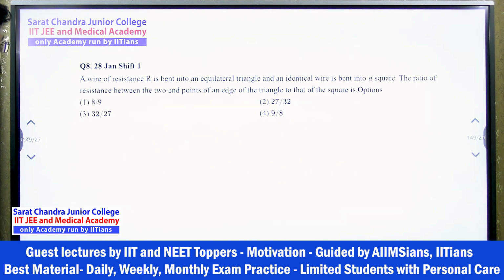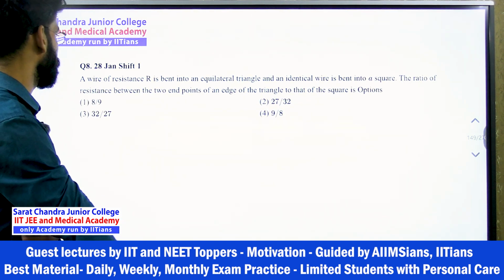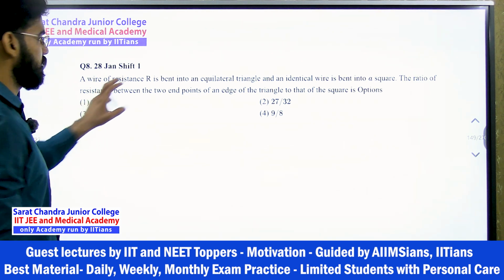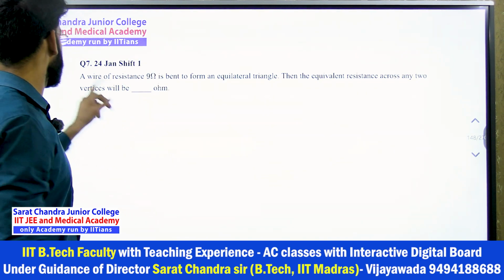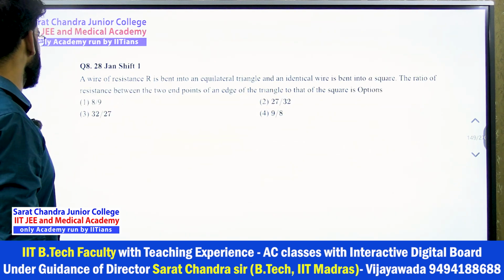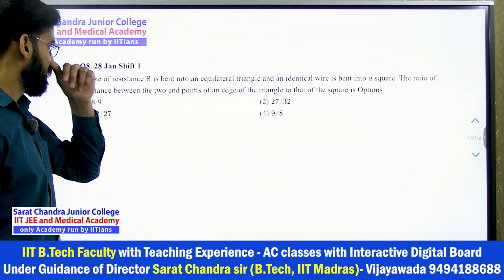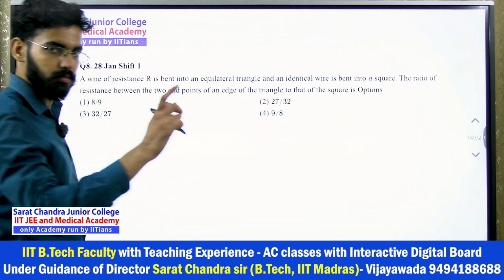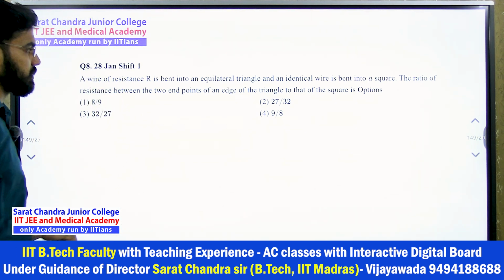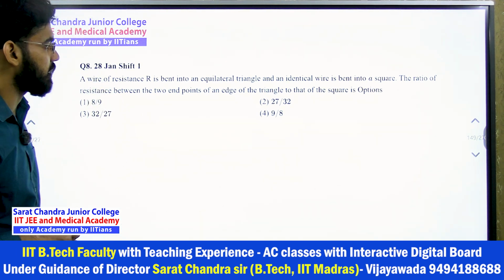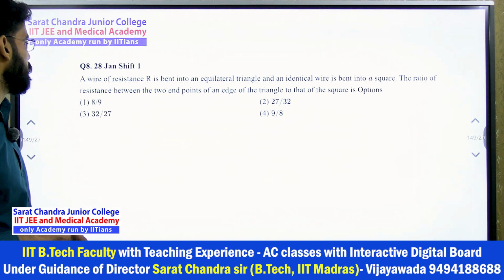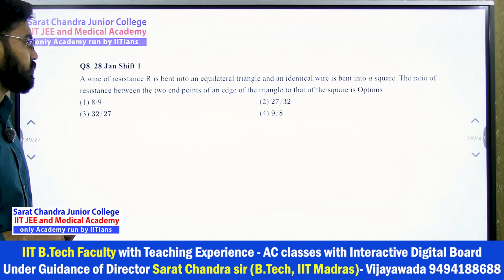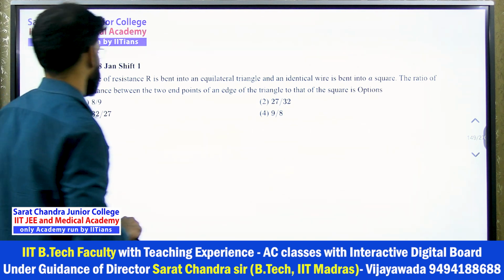Eighth. So eighth, we have a wire of resistance R bent into an equilateral triangle. Now if you see, this question and the previous question are a little bit the same, right? So this is 24 Jan shift 1 and this is 28 Jan shift 1, right? So now see, he's checking the same concept only. He's saying, a wire of resistance R is bent into an equilateral triangle and an identical wire is bent into a square. The ratio of the resistance between the two end points of an edge of a triangle to that of a square. Okay.